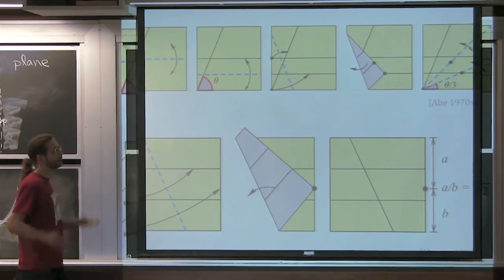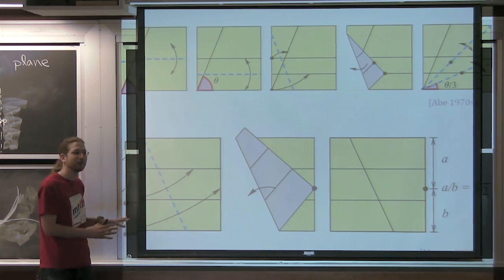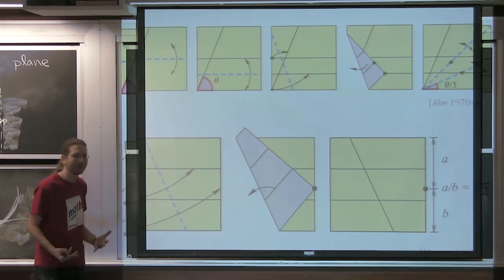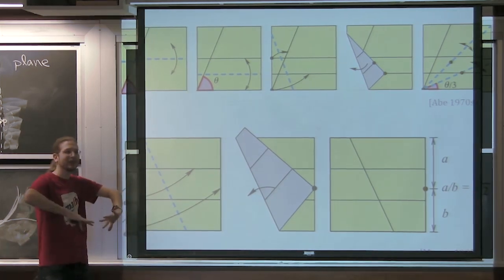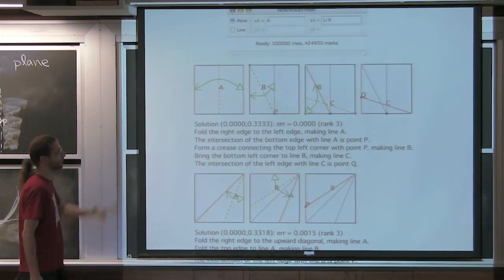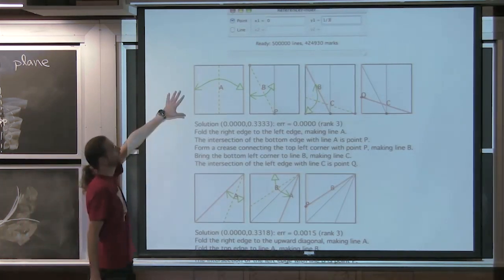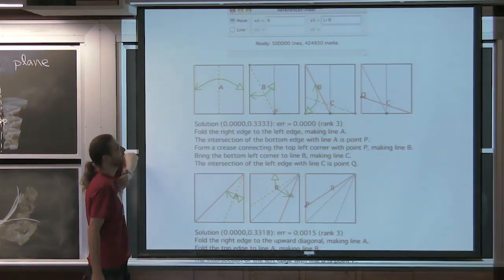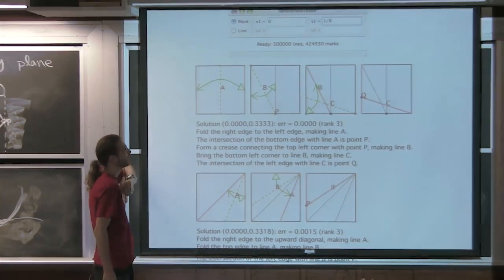So then this was just for single fold operations. You could look at 2-fold operations, 3-fold operations, where you make 2 folds that simultaneously align lots of things. With 2 folds, you can, before I get to that, there is this software called Reference Finder by Robert Lang, if you're curious about how to construct various things.